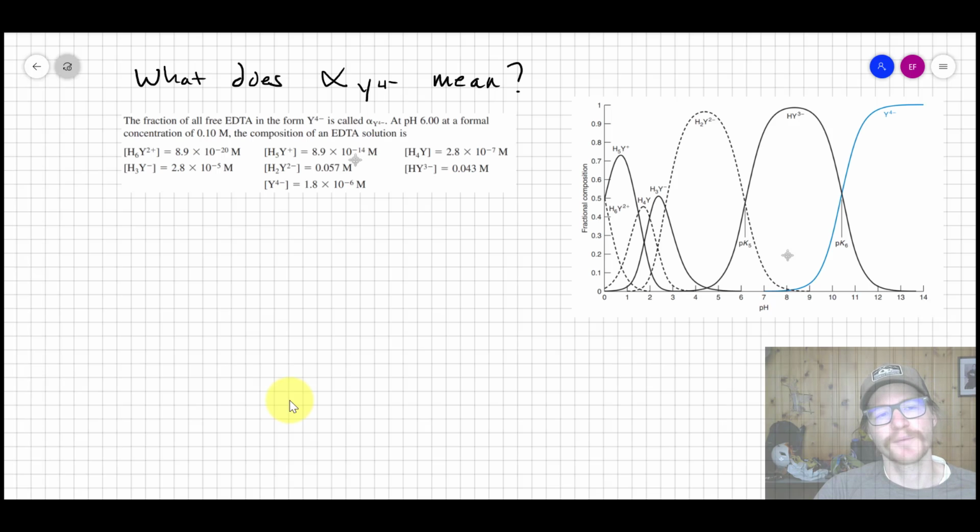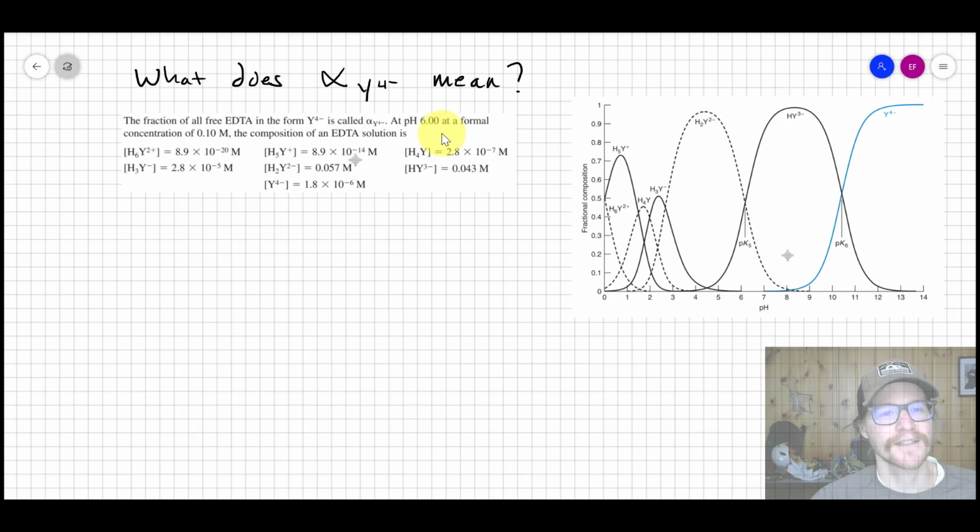So just to be super explicit here about the meaning of an alpha fraction, in this case coming off a diagram like this, I just grabbed an example from your textbook, which says, what does alpha Y4- actually mean? So the example here says the fraction of all free EDTA in the form of Y4- is called alpha Y4-. When they say free EDTA, they mean non-bound to a metal ion yet. So they don't mean pure EDTA, they mean some species of EDTA, but they mean that it hasn't been bound to a metal ion. It's just by itself floating around in the solution.